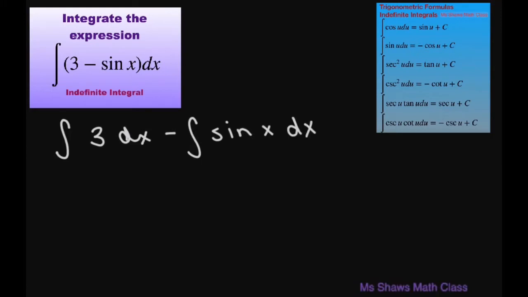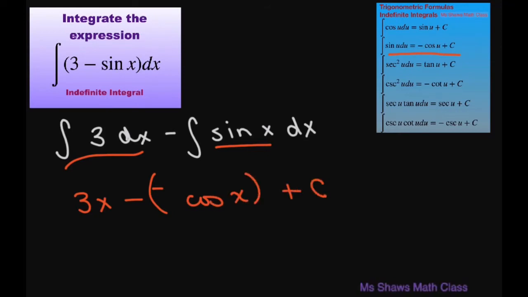All right, so for this one, we're just going to get 3x minus, and the integral of sine of x is negative cosine of x. And then we put the plus c here. All right, so basically we're going to have 3x plus cosine of x plus c.